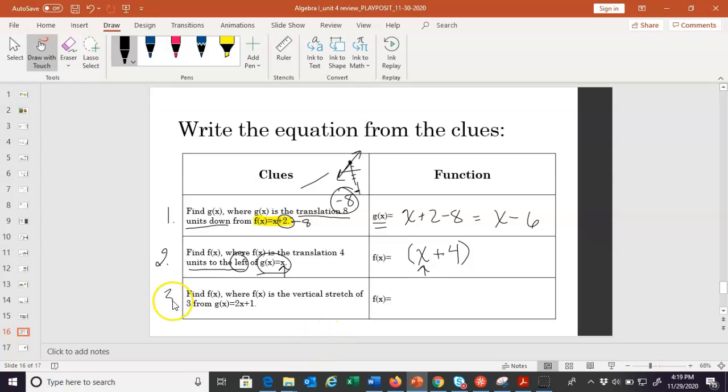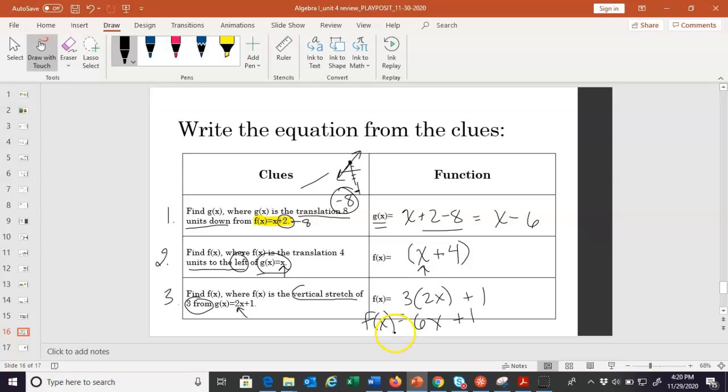All right, number 3, the last one. This time, we're doing a vertical stretch of 3. So remember, a stretch goes in front of the x term. So all you do is you put it in front of the x term. That's it. You could leave it like that, or you can multiply it out. I would likely multiply it out because just like we did up here, we went ahead and did that subtraction.